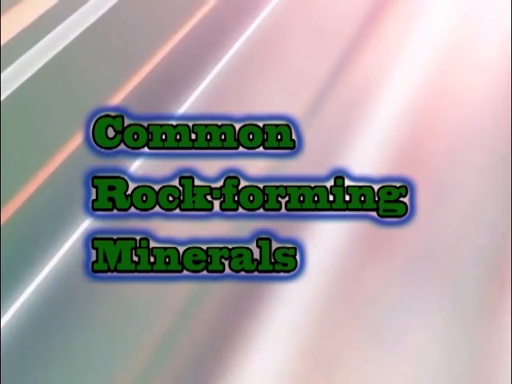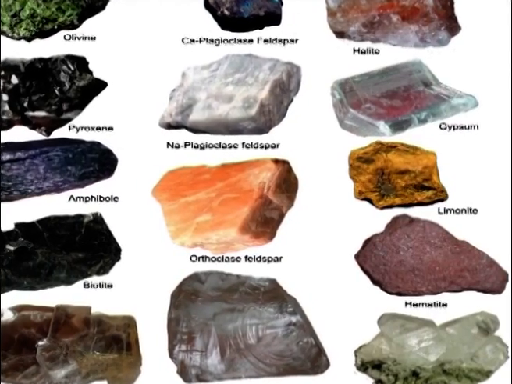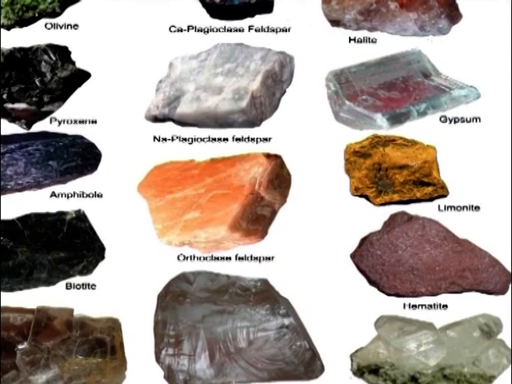Next is common rock forming minerals. There are over 3,500 known minerals with several new ones described each year. However, only a small number of these are abundant. Minerals are grouped according to the anion or anion complex that they contain.